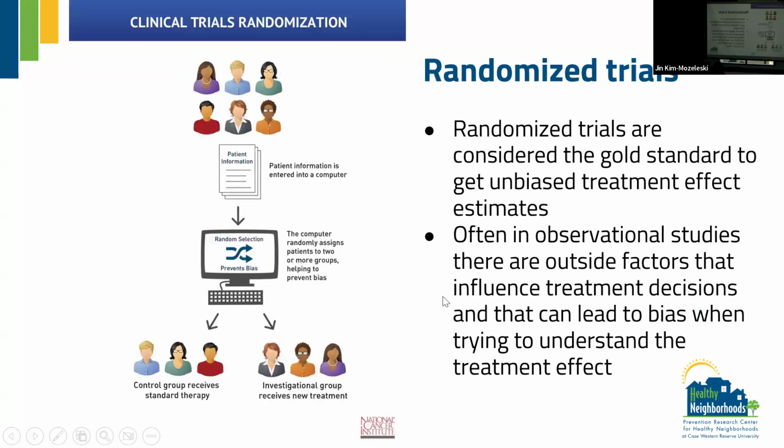So a little bit about randomized clinical trials. I think most people here are pretty familiar with why we use randomized clinical trials, but you never know who is in the audience. So randomized trials are considered the gold standard for getting unbiased treatment effect estimates. Usually when you're doing an observational study, there are a lot of outside factors that you can't really account for in your data set that could be influencing treatment decisions or influencing the outcome or both. And that can lead to bias when you're trying to actually get those estimates of your treatment effects.